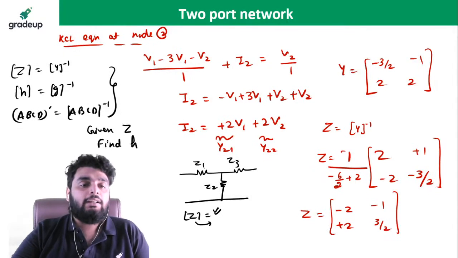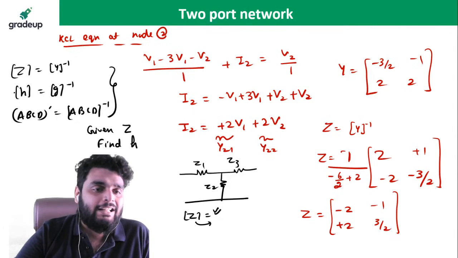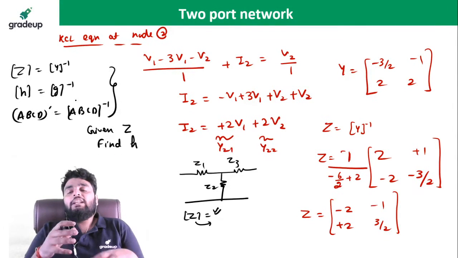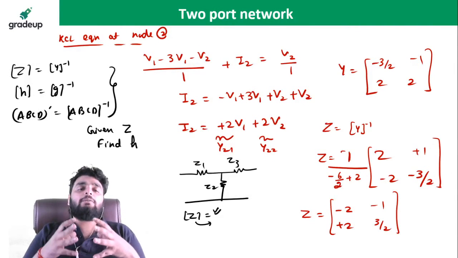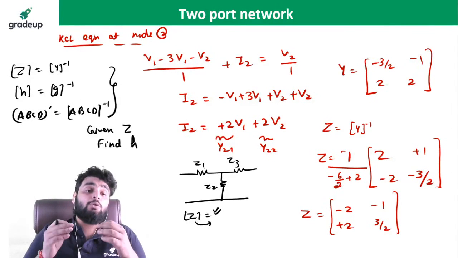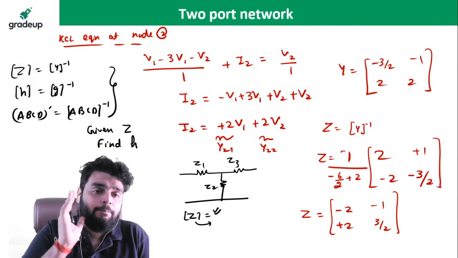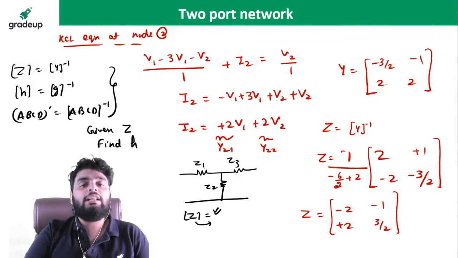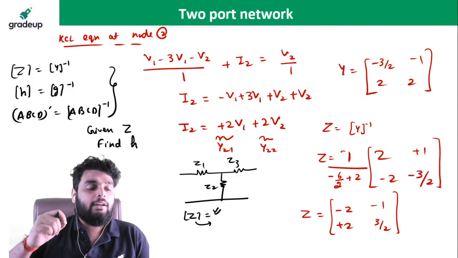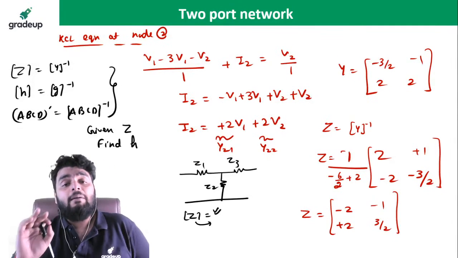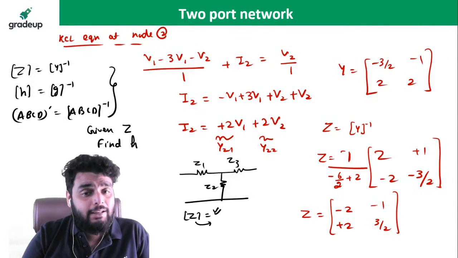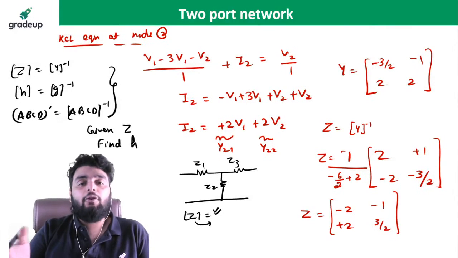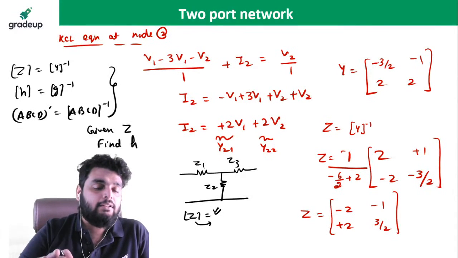When you convert a Z parameter into an H or ABCD parameter, you need to remember a lot of formulas. But tomorrow I will tell you one small trick: you just have to rearrange the equation and you need not remember the formulas at all, because remembering those formulas is time-consuming. Plus, if you remember so many formulas, there are more chances of forgetting them in the exam.